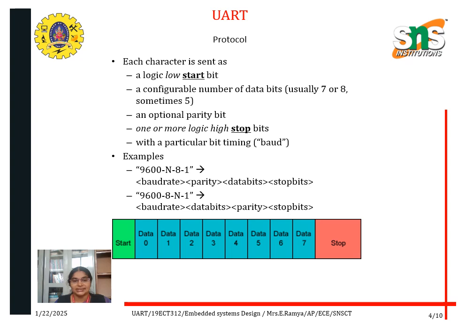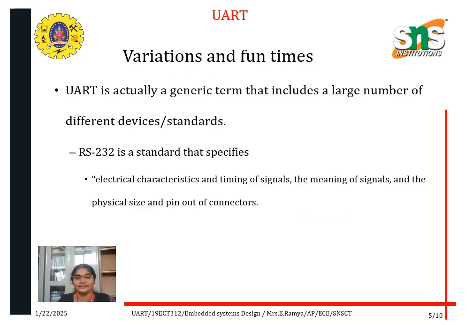Each character is sent as a logic low start bit, a configurable number of data bits, usually 7 or 8, or 5 bits, an optional parity bit, and one or more logic high stop bits, with a particular bit timing. So in this diagram we can see a frame format where start and stop bits are available. The number of data bits ranges from 0 to 7, so 8 data bits are available. UART is actually a generic term that includes a large number of different device standards.